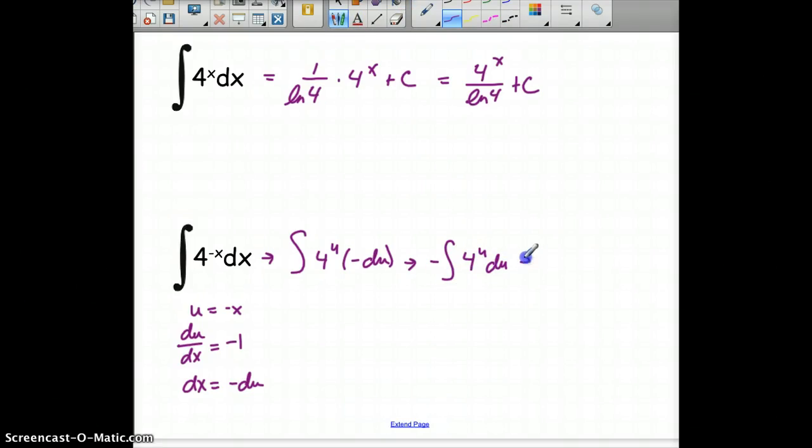Now it matches the formula, so we can just write 1 over natural log of 4 times 4 to the u plus c. So negative 4, back substituting, u is negative x over natural log of 4 plus c.